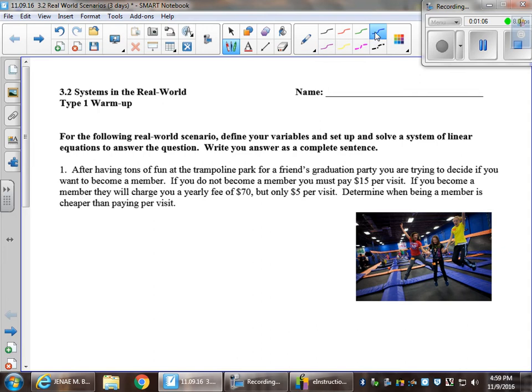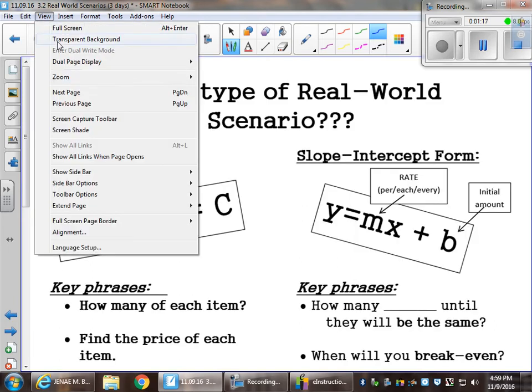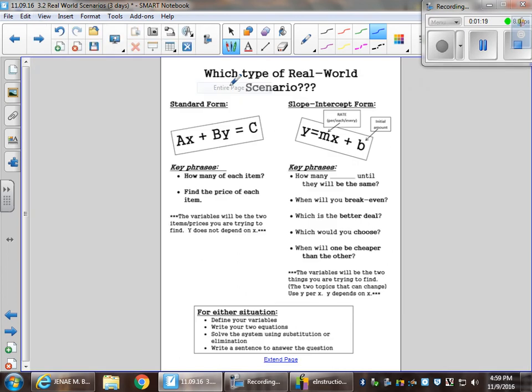We discussed how our first job is to determine what kind of system this is. And to help us with that, everybody received this handout. Let me see if I can show you the full page. This handout is something we're going to reference throughout this entire activity of looking at real-world scenarios because it really helps us to figure out what we've got. We are either going to have a system with standard form as its structure or a system where slope-intercept form, y equals mx plus b, is the system.